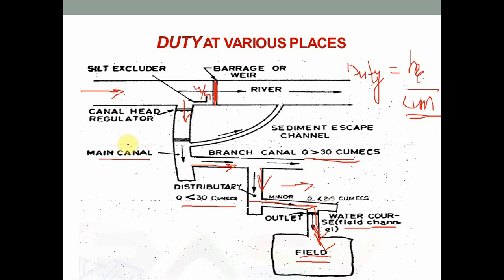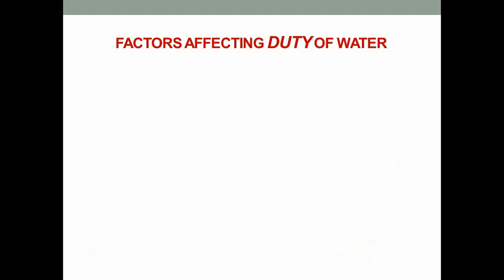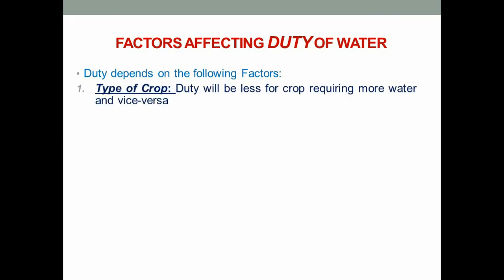So if we summarize it, we can say that as we travel from the main canal to the agricultural field, the duty goes on increasing and the discharge goes on decreasing. Okay, hope you have understood this. This is not in the syllabus, I just wanted to explain it. Next, we will see the factors which affect duty of water. Now the duty depends upon the following factors.